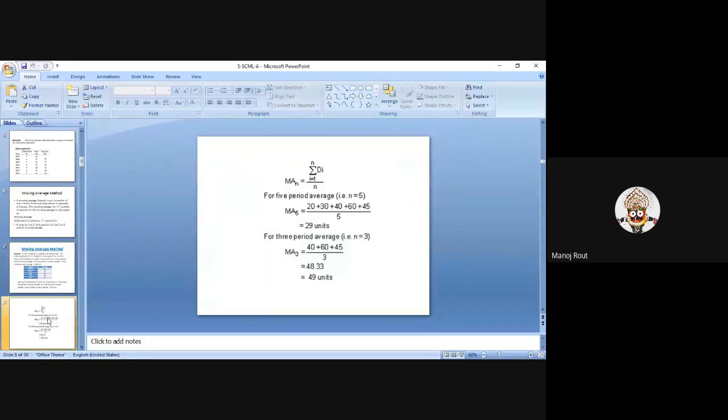So proceed to the next slide. If you calculate the moving average for a 5 period average, here n equals 5, and you use the previous 5 months of data: February, March, April, May, and June. The values are 20 plus 30 plus 40 plus 60 plus 45, and here n equals 5. And the answer is 29 units.